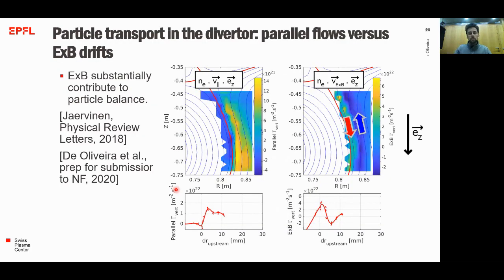An interesting result that came out from the analysis is that E-cross-B flow in attached plasma can strongly dominate heat and particle balance. I will try to explain this observation. The E-cross-B velocity is calculated from the plasma potential map. Usually the E-cross-B velocity is much slower, and it's actually always much slower than the parallel velocity.